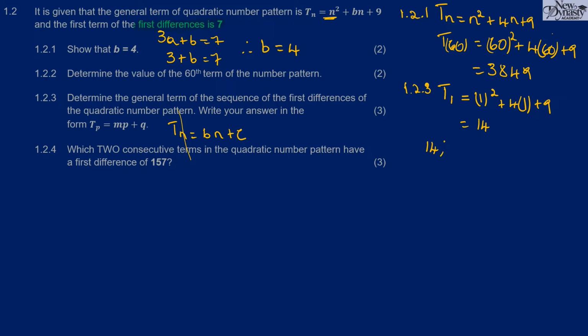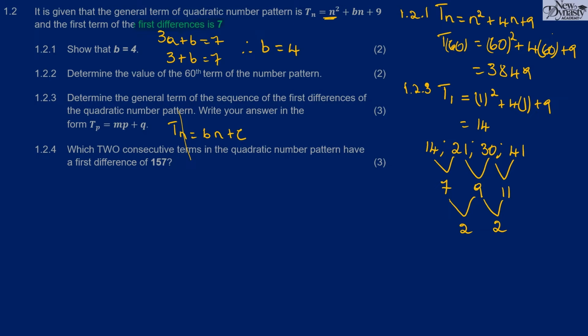When you substitute 2 in here, you're going to get 21. Then you substitute 3, you get 30. Then you substitute 4, you get 41. Then let us go on and calculate our first differences. 21 minus 14 gives us 7. 30 minus 21 gives us 9. And 41 minus 30 gives us 11. And then we can see that we've got our nice arithmetic pattern there, with the second difference of 9 minus 7, which is 2, and 11 minus 9, which is also 2. Nice. So that is what we have here.